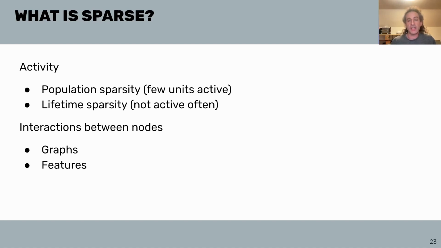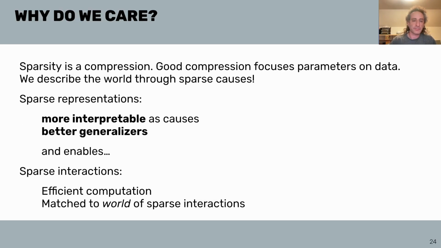And closely related is the idea that you could have sparse features. That is, not every part of the input affects every hidden unit. And so you have something sparse, compact, maybe localized, maybe spotty, but these are things that can be described as interactions between nodes that are sparse.